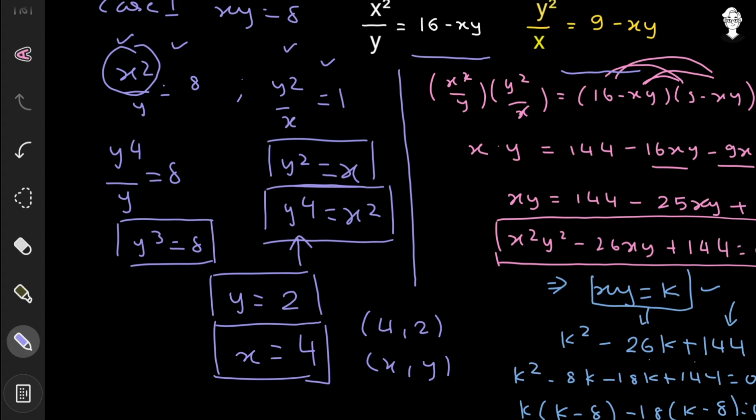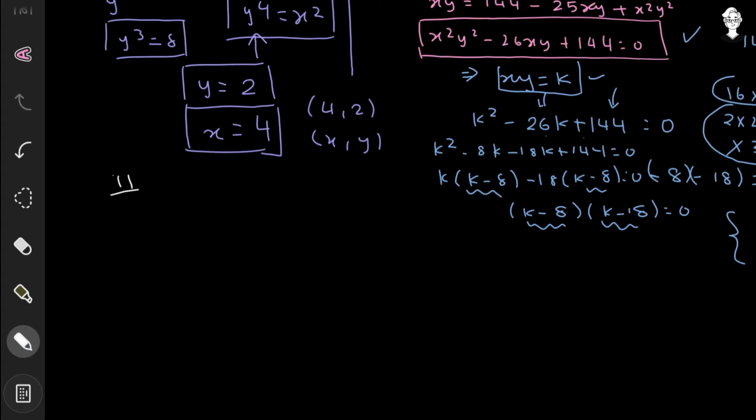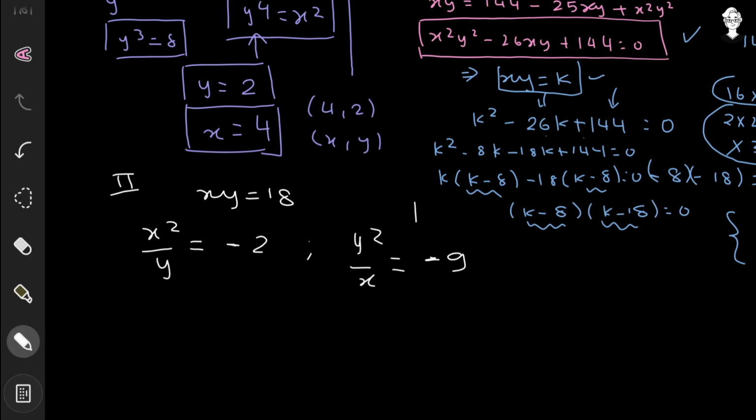Now let us take the case 2 in which x into y was 18. So now let us see the second case in which x into y is going to be equal to 18. So the first equation, that is x square upon y, will turn out to be 16 minus 18, that is negative 2, and the second equation, that is y square upon x, that is going to be equal to 9 minus xy, will turn out to be 9 minus 18, that is negative 9. So again we are going to use the substitution method. So from this equation we will have that y square is negative 9x.